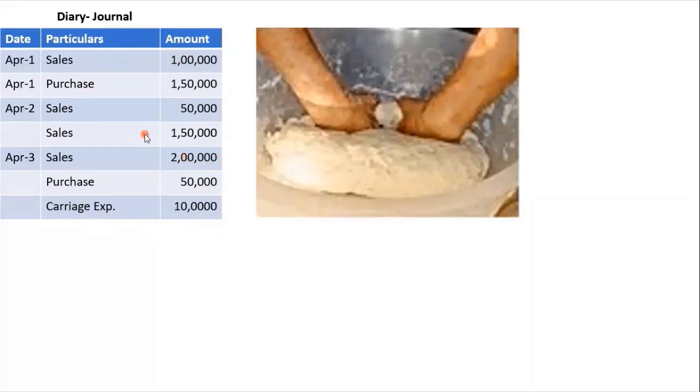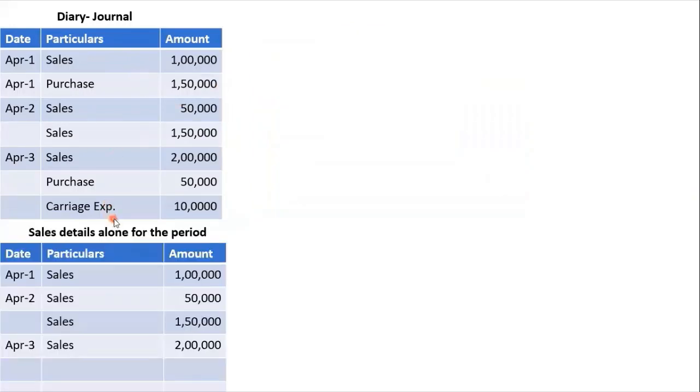This is our journal. But when we put it like this, it is just looking like a mixed veg korma. It is of no use. We can't get any particular information from this. We need to segregate it. So now what we are going to do is pull out sales related information alone and put it in a separate page.